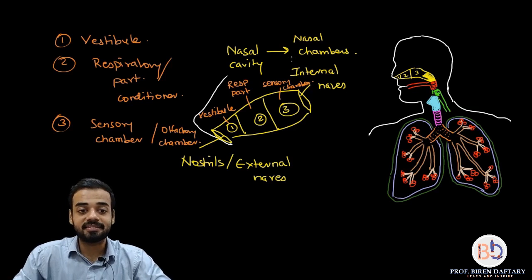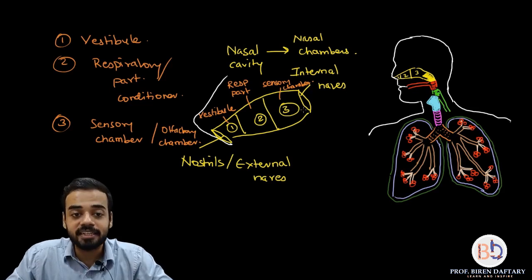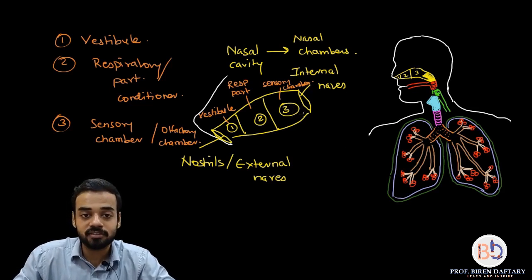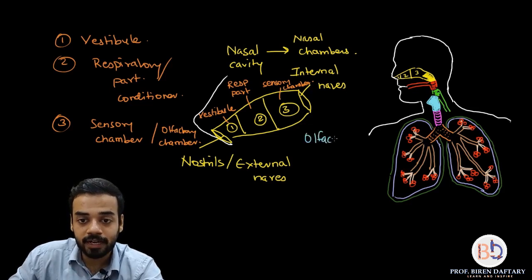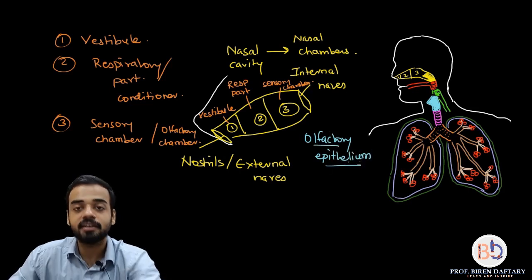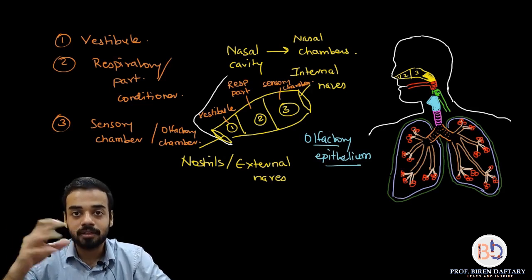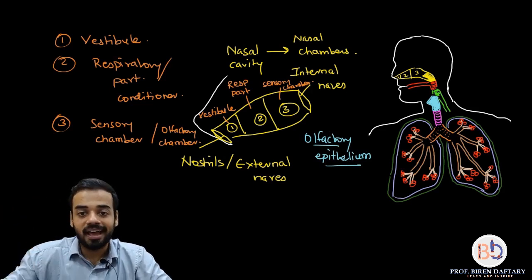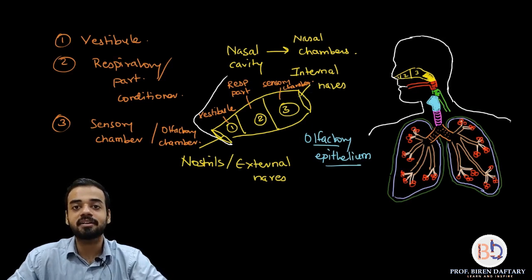Okay, and this sensory chamber or olfactory chamber is made up of olfactory epithelium. I will just write it down with a different color over here. Olfactory epithelium. Olfactory epithelium is the lining which is made up of sense organs which allow you to smell. Is this clear?